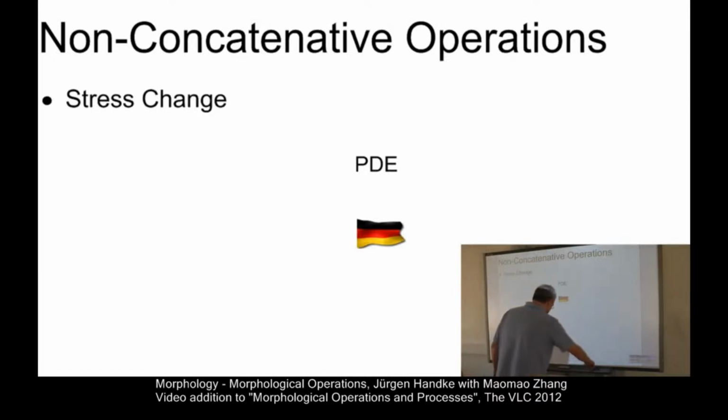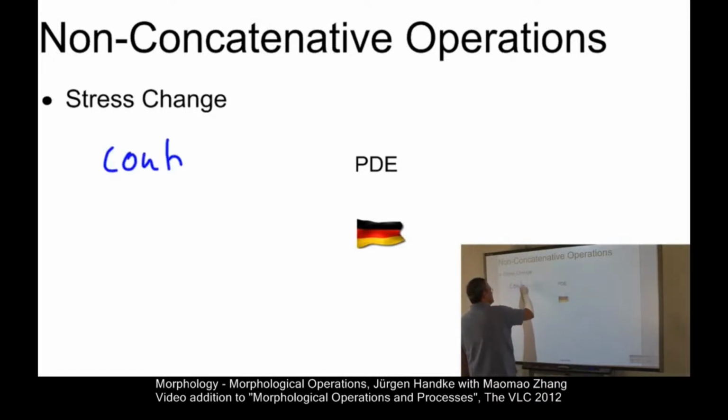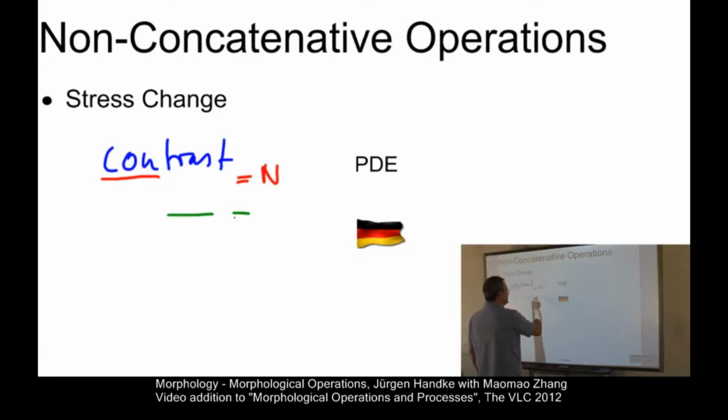Now we know that in present-day English, for example, we can distinguish words by shifting the stress. For example, if we stress the first syllable in this word, contrast, then it is a noun. If we stress the second syllable in this word, contrast, it becomes a verb.